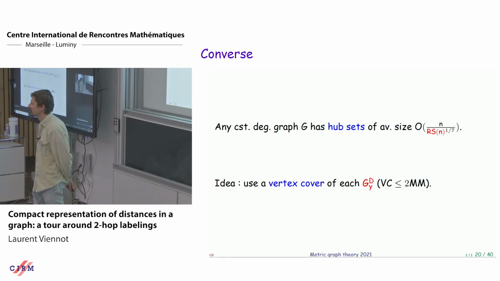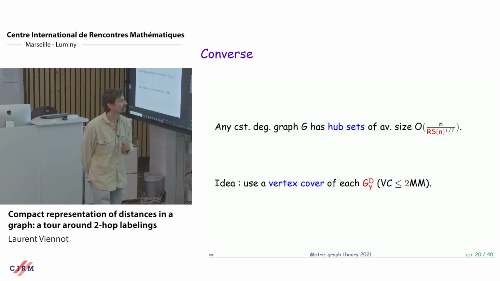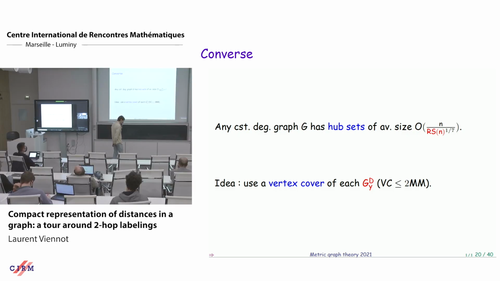Something fun is that we can do the converse. If you have a good lower bound on Rs of n for a graph, if you know that your graph can be covered by few induced matchings, then you can compute subsets of n over this number to the 1 to the 7.